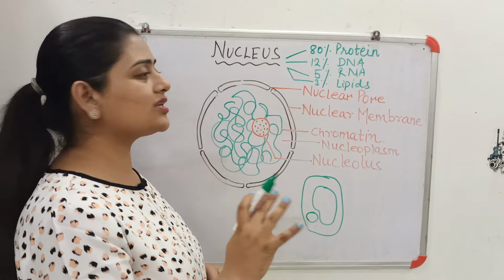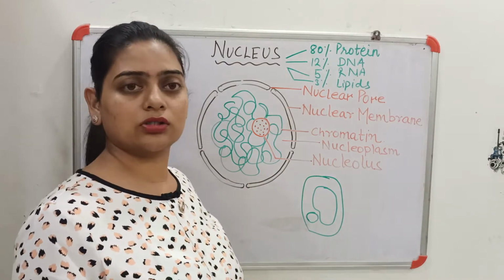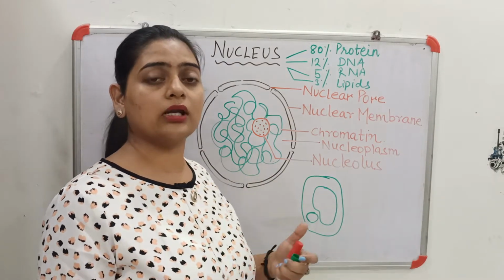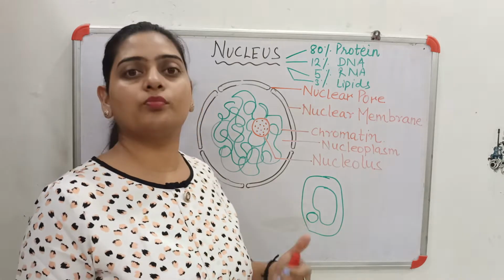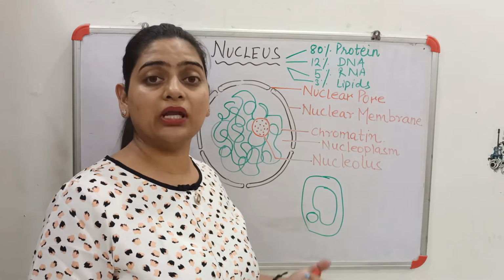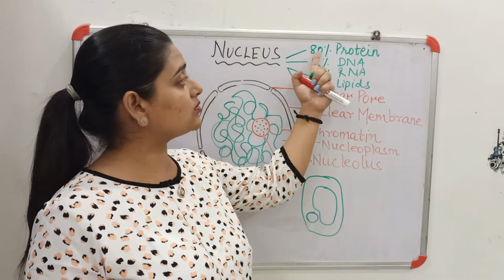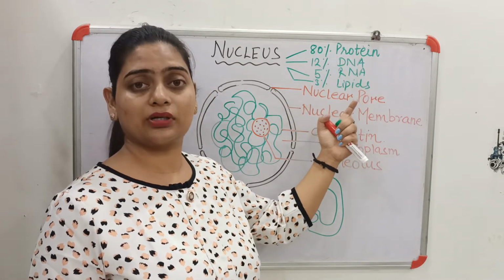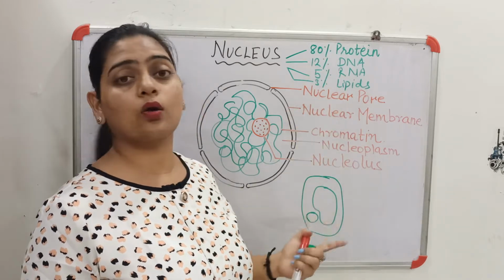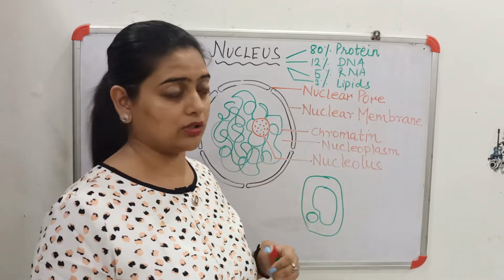First of all, the nucleus is the largest cell structure which you can see prominently with the help of a microscope. If I talk about the composition of the nucleus, that is, what it is made up of, then it has proteins, DNA, RNA and lipids. These are the four basic components of the nucleus.